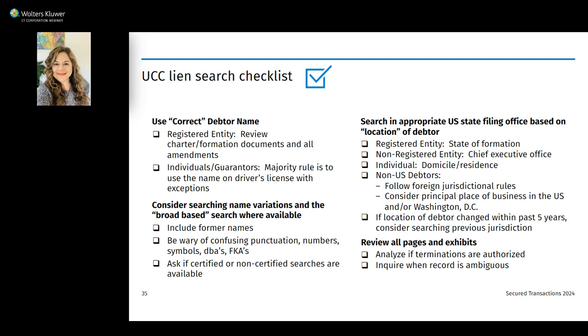Here's a checklist that you can use. Most of the issues are the same as the other checklist. Don't forget to ask if there is a broad-based search. Sometimes it's a good idea at the beginning of the deal to see that broad-based search, to see what's out there, even if someone else may have filed under the wrong name, for example.